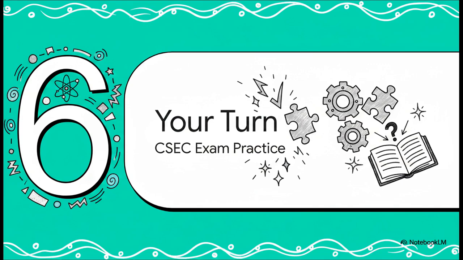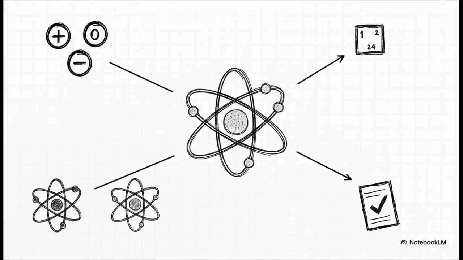Okay, we have covered a ton of ground, so let's put it all together and see what a typical CSEC exam question on this topic might look like. All right, let's break this down together. First up, protons. This should be the easy one by now, right? The atomic number is 9, so that means we have 9 protons. Easy. Next, the neutrons. How do we find them again? Oh yeah, mass number minus atomic number. So that's 19 minus 9, which gives us 10 neutrons.